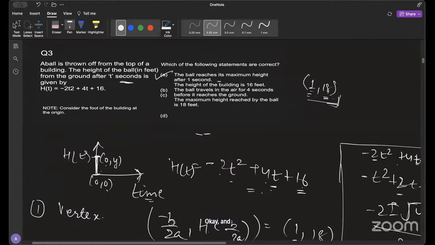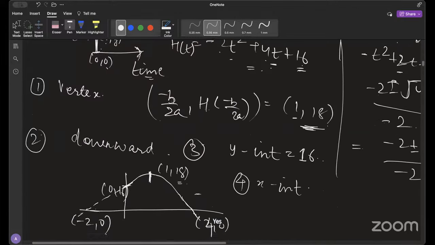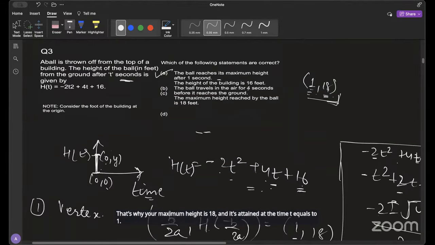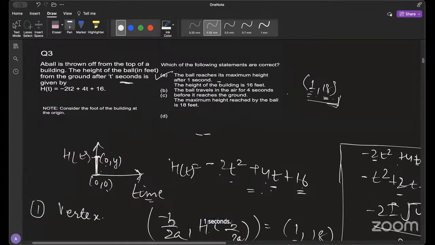Okay. And then 1 second. I have a dot, x comma y is 1 comma 18, the vertex. So after 1 second, the ball reaches 18 height. So the maximum height is reached after 1 second, right? Yes, because your vertex is 1 comma 18. So that's the maximum attainable height. You cannot go beyond this height. That's why the maximum height is 18 and it's attained at the time t equals 1 second. So the first option is correct.